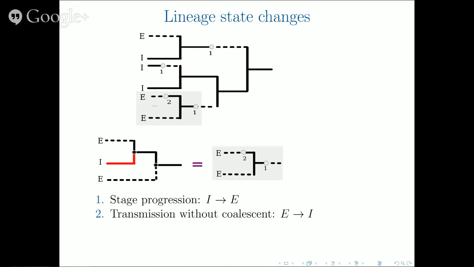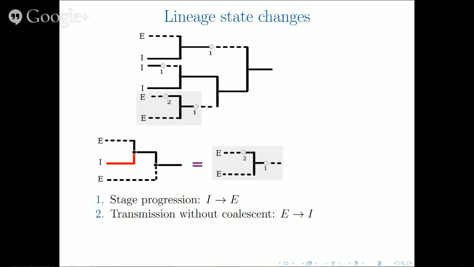The last way that a lineage can change state in this model is a little harder to understand. Going backwards in time, an exposed lineage can also become infected and infectious. How can that happen? That can happen because of incomplete sampling. If we zoom in on this clade with 2 exposed individuals, and we consider that perhaps there is some individual who wasn't sampled, and that's the red branch I, then if we prune that red branch I out of the tree, we get the tree where an exposed branch becomes infected.